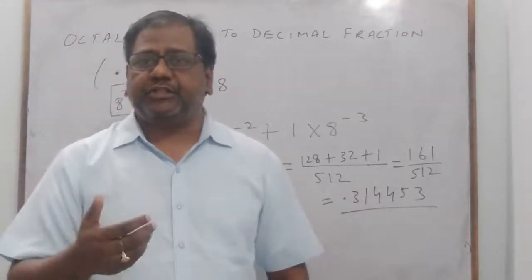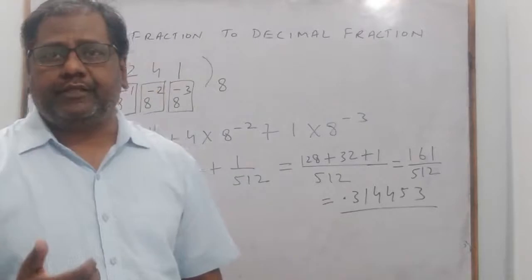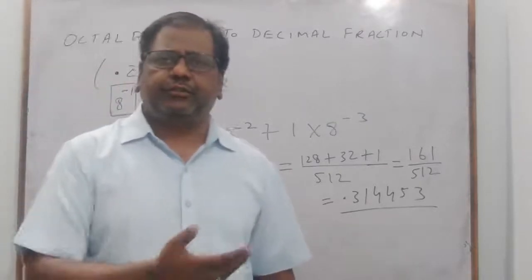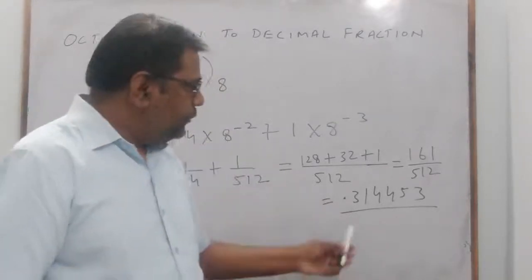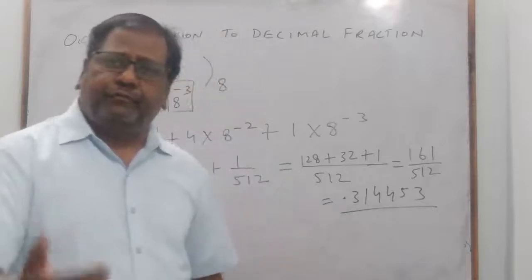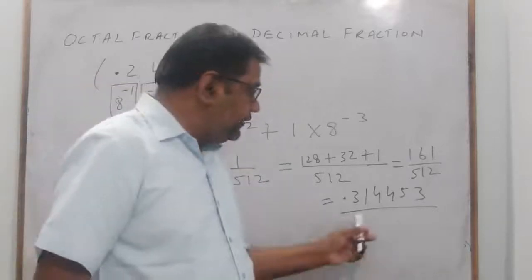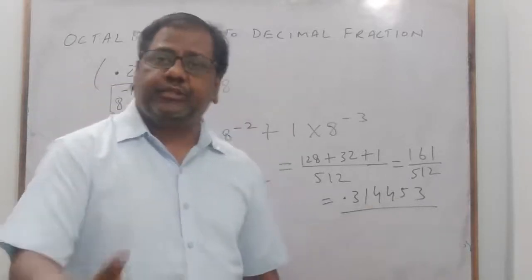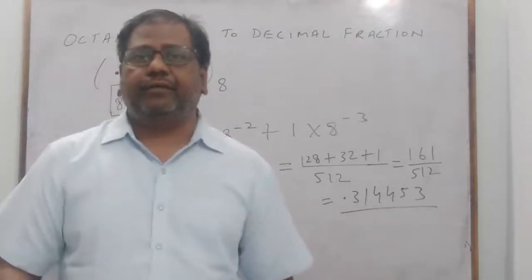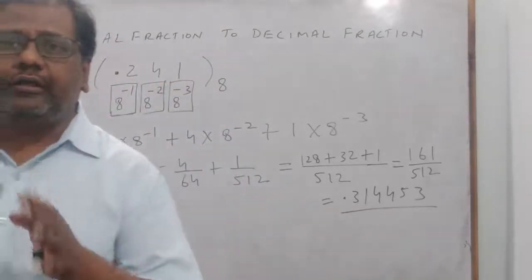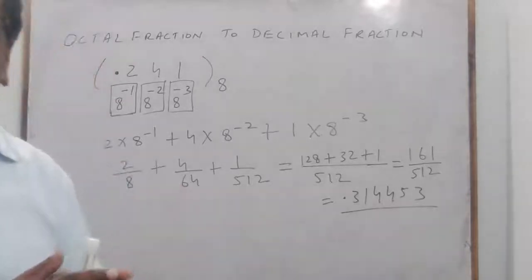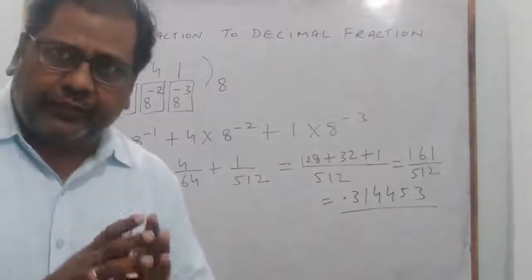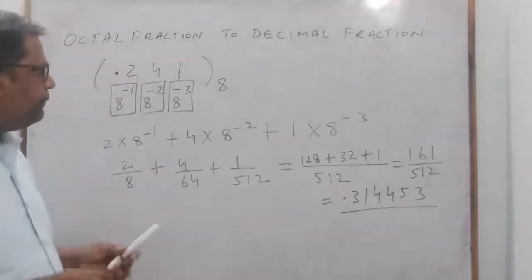Suppose I have asked you to write up to 3 decimal places, so where will you be stopping? 0.314. If I am giving you 4 decimal places, you will continue till 3144 and so on. This is how you are going to convert an octal fraction into a decimal fraction. Clear? I repeat once again.